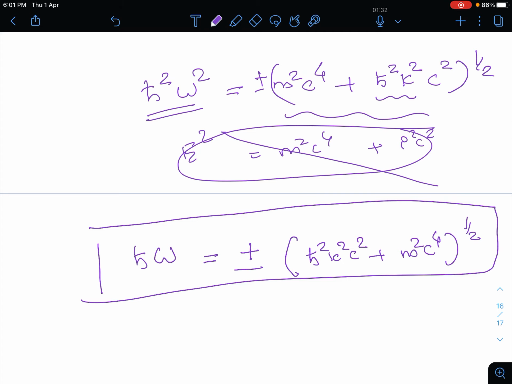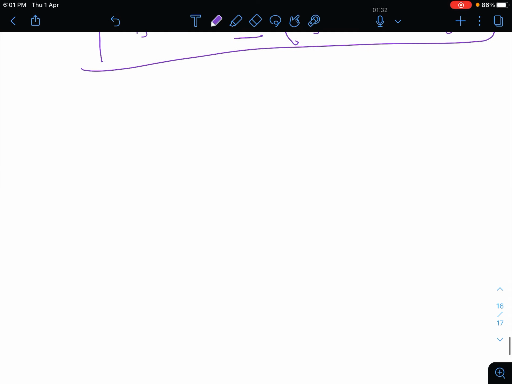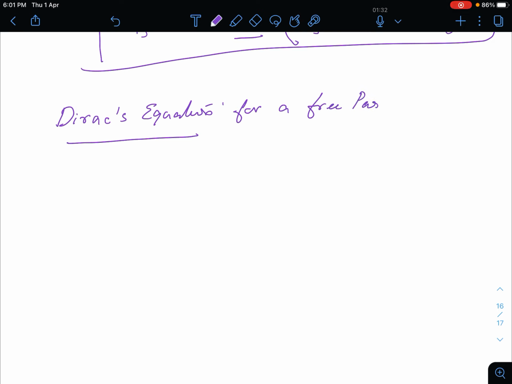Now Dirac came with a very consistent solution for this, which we will call Dirac's equation. So let's consider the Dirac equation for a free particle.